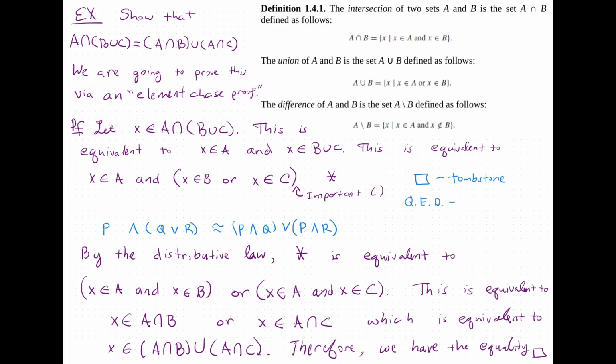Now QED is Latin for quod erat demonstrandum. What this means is what was to be shown. And so this is what signifies the conclusion of a proof. So when we write a proof in math, to finish it off we will either write the tombstone or write out QED to indicate to the reader that the proof has now been concluded.